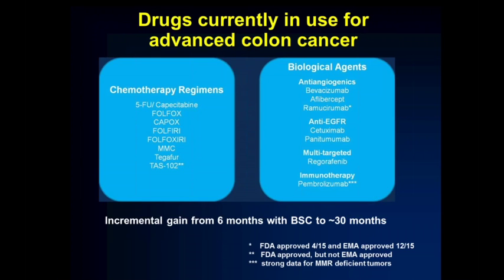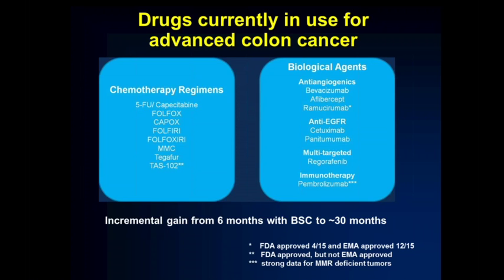Okay, the drugs that are used for advanced colon cancer are separated out here into the left column of chemotherapy regimens and biologic agents. Sometimes they're coupled and sometimes they're given on their own. Chemotherapy agents include 5-FU or capecitabine. It can be combined with oxaliplatin as in the FOLFOX regimen or CAPOX regimen. The 5-FU can be combined with irinotecan to give FOLFIRI. Additionally, there's FOLFOXIRI, where you give a 3 drug regimen together: 5-FU, oxaliplatin, and irinotecan.